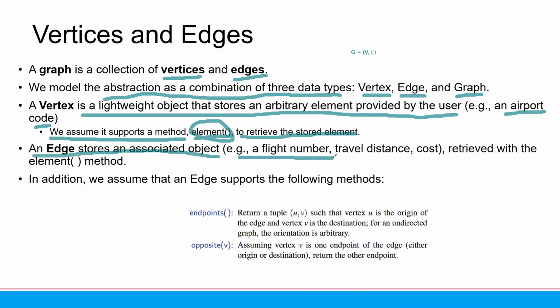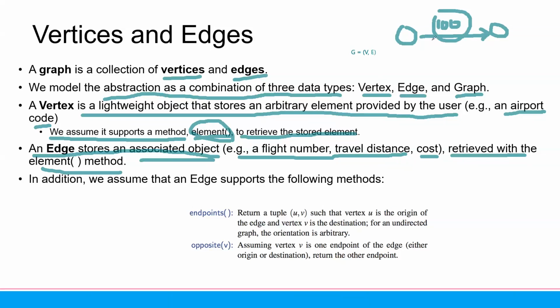It can be a flight number, a travel distance, or a cost, retrieved with the element method. So if I want to visit from Gonghakwan and then go to Dosokwan, I can, for example, have an arrow like this. Maybe the distance is 100 meters. This is what we call the associated object. Okay?